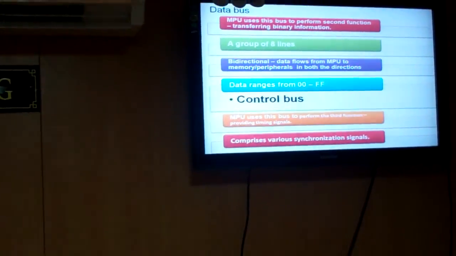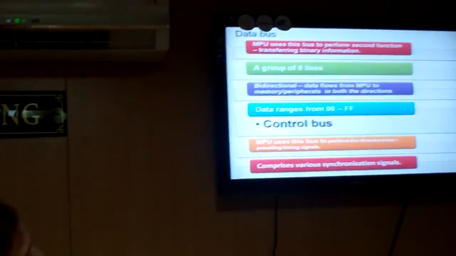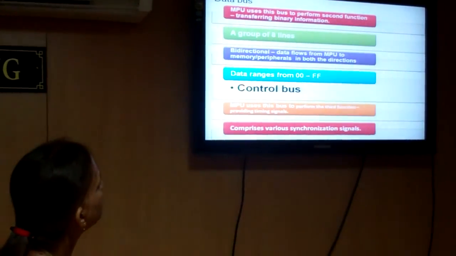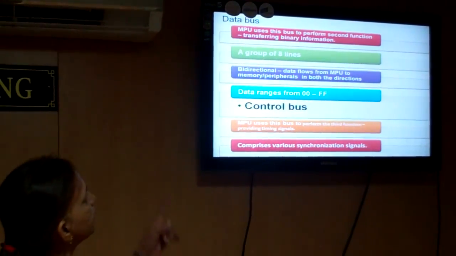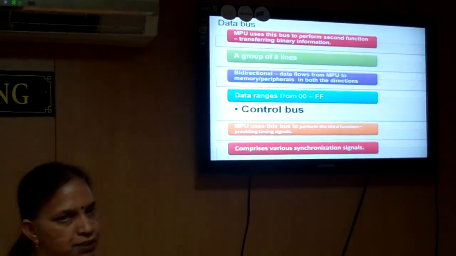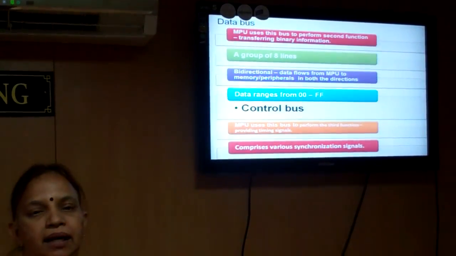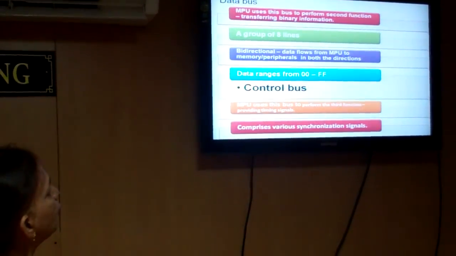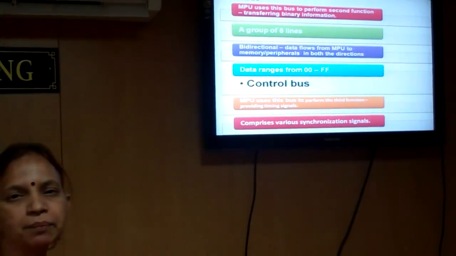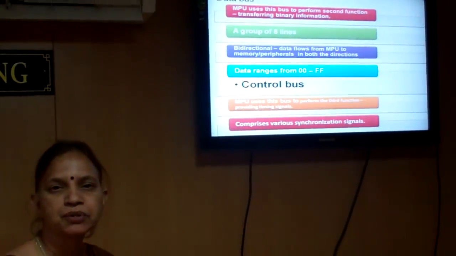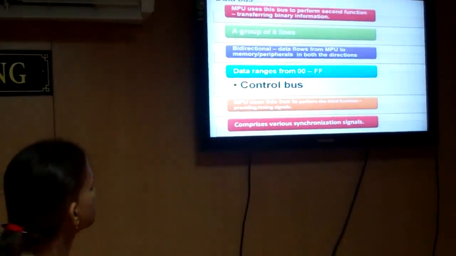Then we have a data bus. The microprocessor unit uses this bus to perform the second function, that is transferring binary information. If you have to send the data over these buses, you have what is known as a data bus. Data can sometimes be interpreted as data or as information.